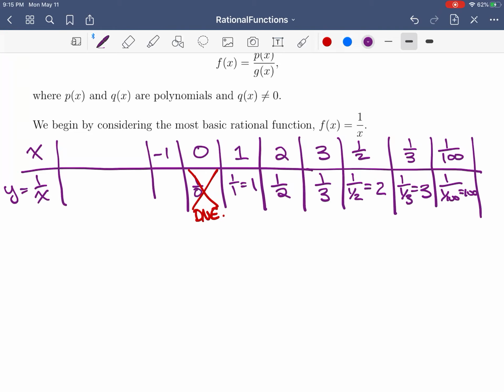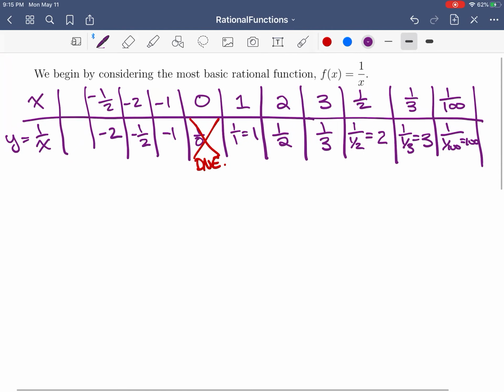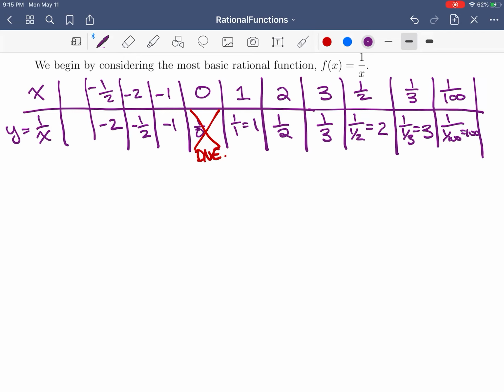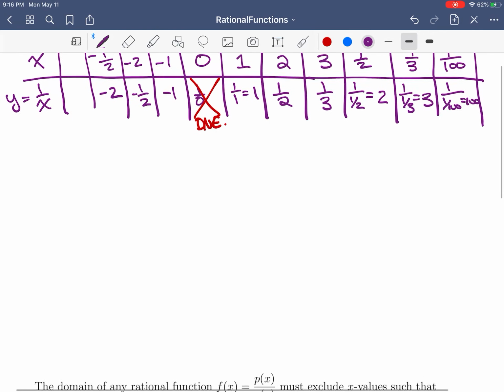What about on the negative side? If I do -1, I'm going to have 1 over -1. That's -1. -2 is going to be 1 over -2, or -1/2. So it looks like they're doing the same thing, except they're negative this time. If I get closer to 0, like -1/2, it's going to be 1 over -1/2. I'm going to get -2. So you can continue like this.